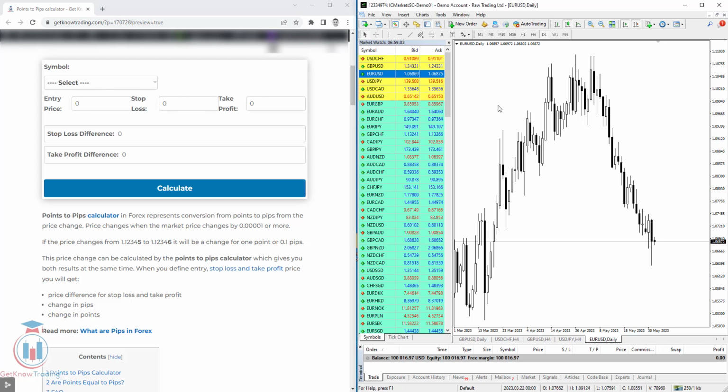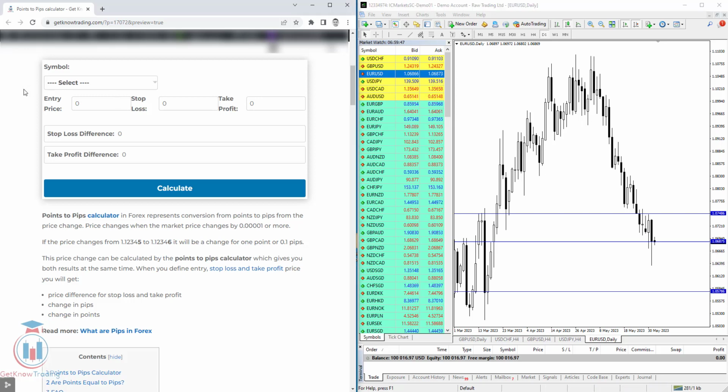On the right side I have EUR/USD chart where I will show you on an example how to use this points to pip calculator. First of all, I will use EUR/USD as a currency pair and I will define three price levels. The first one is current market price, which will be the entry price, and then I will define what is a stop loss, for example, let's put it here, and the take profit level here. So we have three levels and I would like to calculate the price difference between the entry price and the stop loss, and between the entry price and the take profit. And that is because I would like to see how many pips and also the points is the difference.